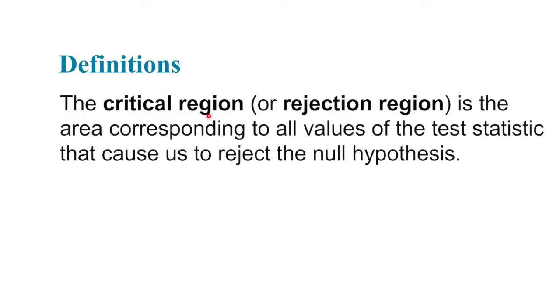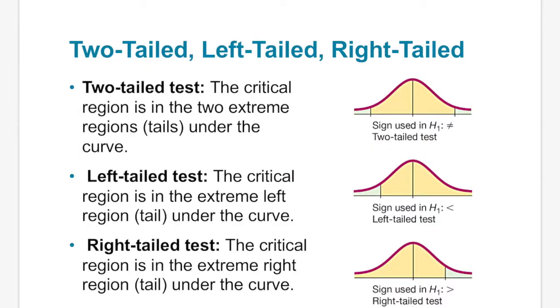The critical region, which can also be called the rejection region, is the area corresponding to all values of the test statistic that cause us to reject the null hypothesis. Let's use alpha equals 0.05.